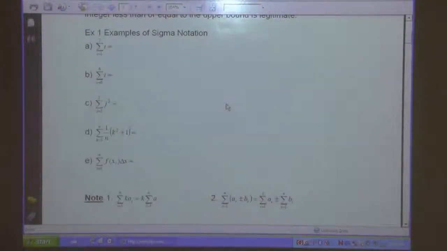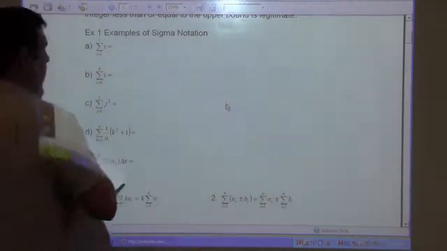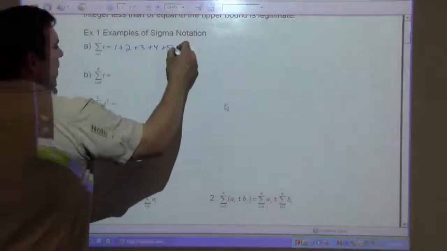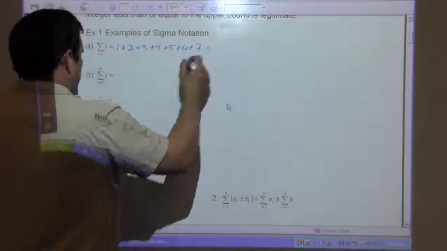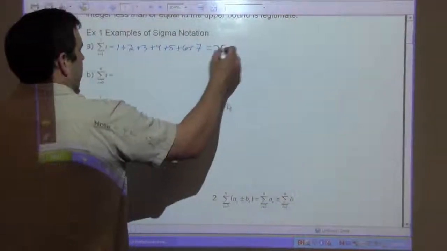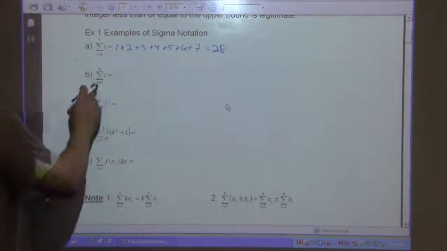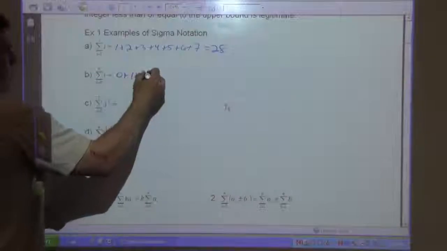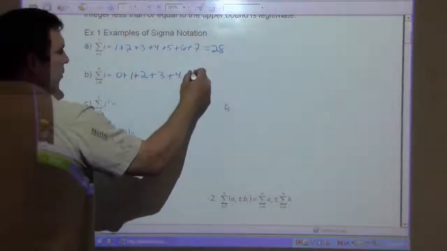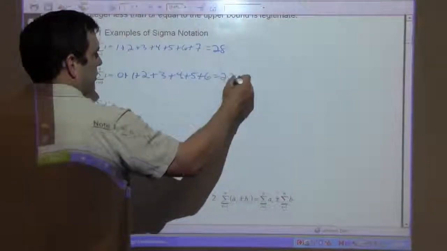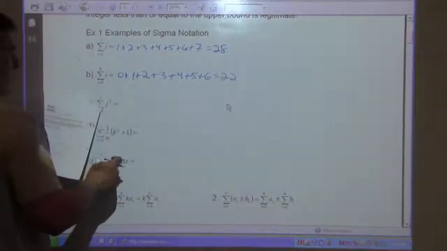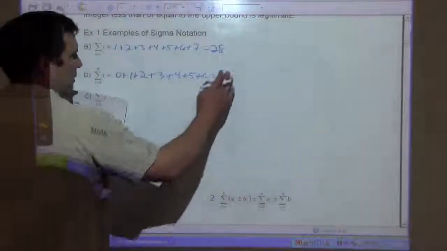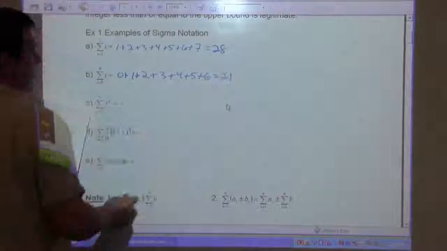The sum as i goes from 1 to 7 of i would be what? That would just be 1 plus 2 plus 3 plus 4 plus 5 plus 6 plus 7, and that's going to work out to be 28. The sum as i goes from 0 to 6 of i is going to be 0 plus 1 plus 2 plus 3 plus 4 plus 5 plus 6, and that's 22. I get 21. Yeah, 21, not 22.